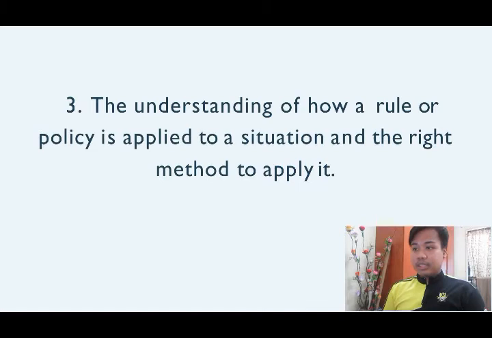And the last benefit is understanding how a rule or policy is applied to a situation and the right method to apply it. So by these laws or rules, we do not make a quick conclusion whether the person has violated the rule or not. Instead, we go through these 5 steps that I have presented before to conclude whether the person truly violated the rules or not. So that's all for the benefits of legal reasoning.